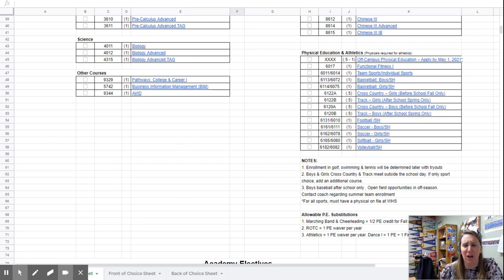The next you're going to see are our sports. So we've got boys basketball. So if you've been playing on the 8th grade basketball team at your middle school, you can sign up for boys basketball. It takes up 2 class periods. Same thing for girls basketball. If you're playing on the 8th grade team, you can sign up for girls basketball. It takes up 2 periods. Cross country and track. They are before and after school.